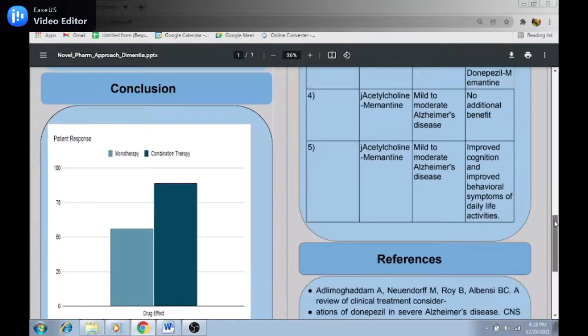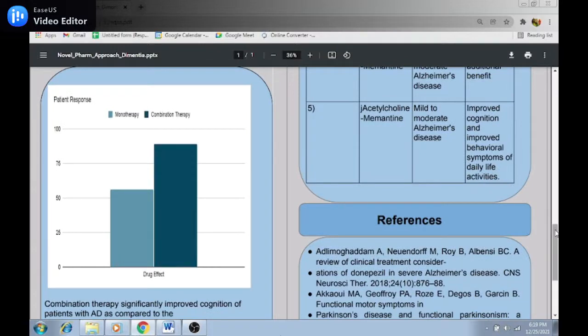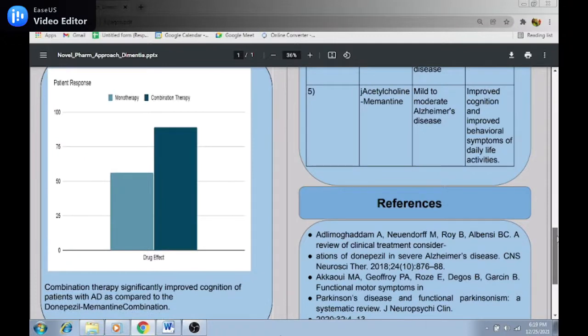The graph shows that monotherapy is effective in Alzheimer's disease patients, but combination therapies like galantamine plus memantine, and acetylcholinesterase inhibitors and memantine, are more effective as compared to monotherapy. And we see improved cognition, behavior, symptoms, and activities of daily living.